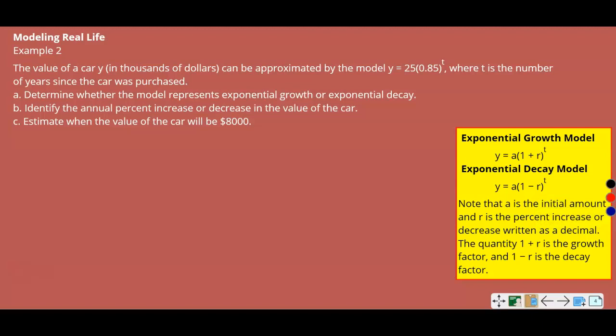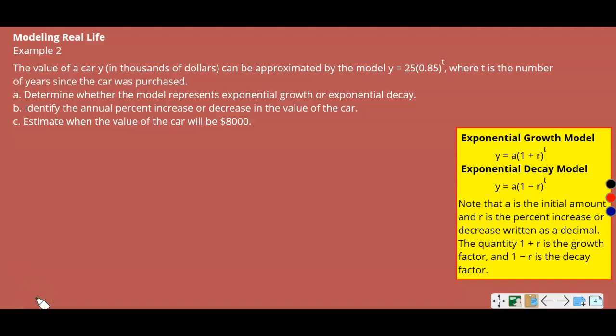Example 2, modeling real life. The value of a car, y, in thousands of dollars can be approximated by the model y equals 25 times 0.85 to the t power, where t is the number of years since the car was purchased. Determine whether the model represents exponential growth or exponential decay. Identify the annual percent increase or decrease in the value of the car. Estimate when the value of the car will be $8,000.